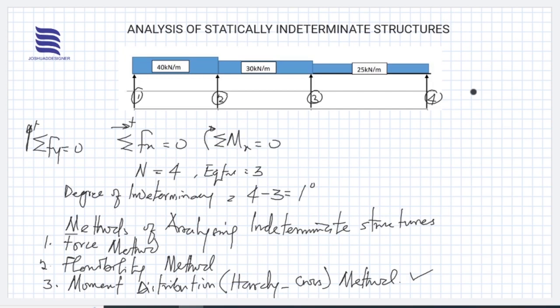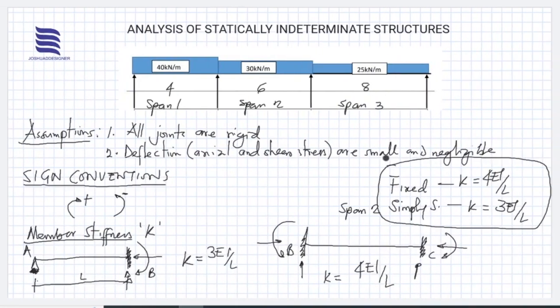Right, I told us of the method of analyzing indeterminate structures. We have them already, and also we have assumptions for taking the moment distribution method. All joints are regarded as fixed or rigid, right? And the deflections are small and negligible, right? So for the sign convention, we spoke about that, and I'm assuming this, which you might assume the other direction, but the thing is you have to be consistent in your application, right?